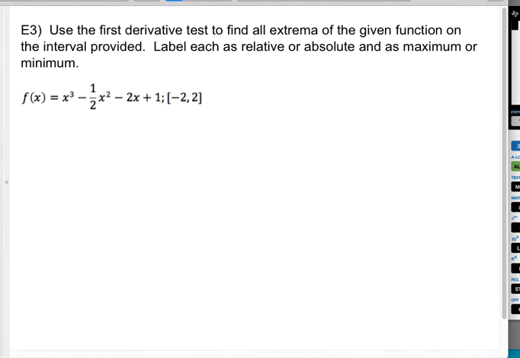So now it's getting a little bit harder. Now we have a cubic. So use the first derivative test to find all extrema of the function. Label it as relative or absolute and max or min. Okay, so now it's a little harder, right?